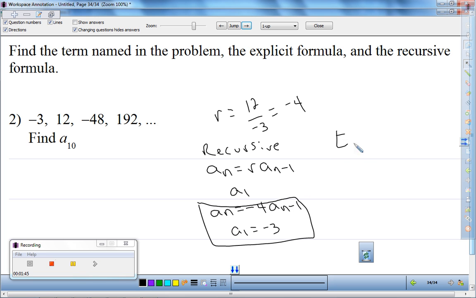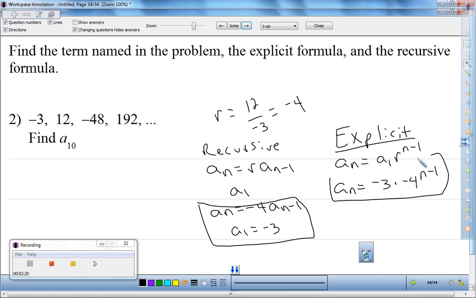Now our explicit formula we're going to find by, again, using the general form of the equation, which is a sub n is equal to a1 times r to the n minus 1. Now in this case, we know r to be not negative 3, r is negative 4, so excuse me. So a sub n is equal to a1, which is negative 3, times r, again, which is negative 4, to the n minus 1 power. So that's our explicit formula for this particular sequence.